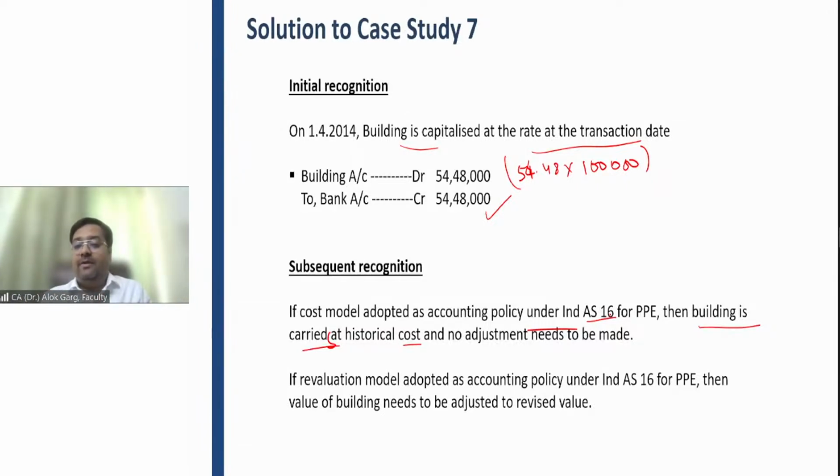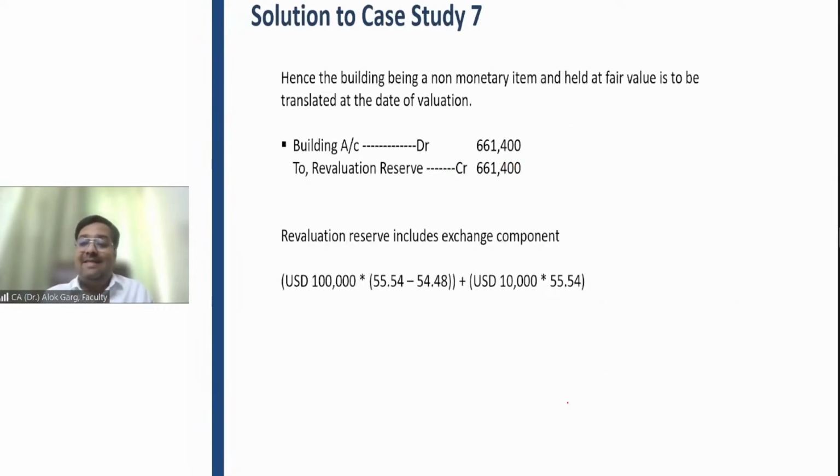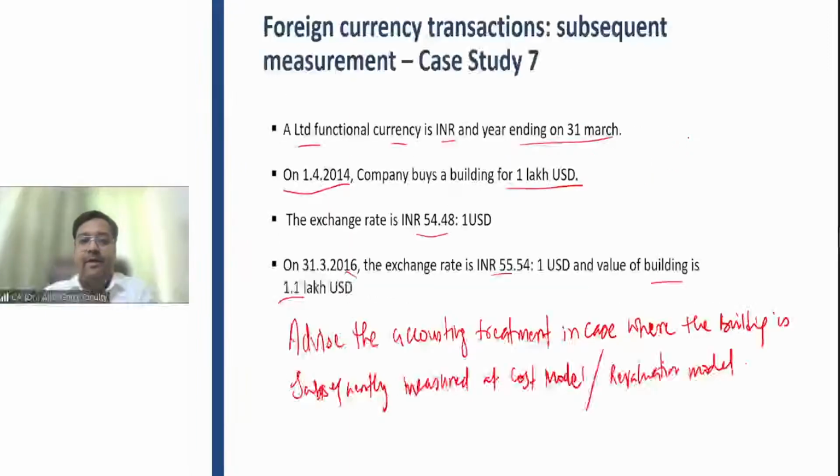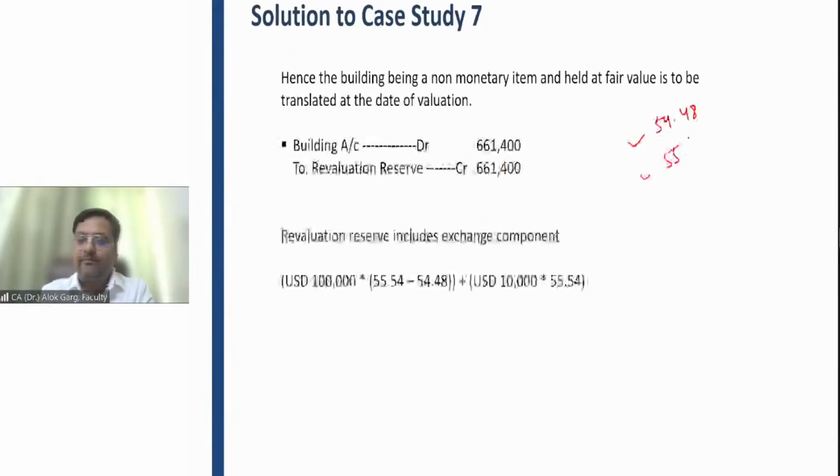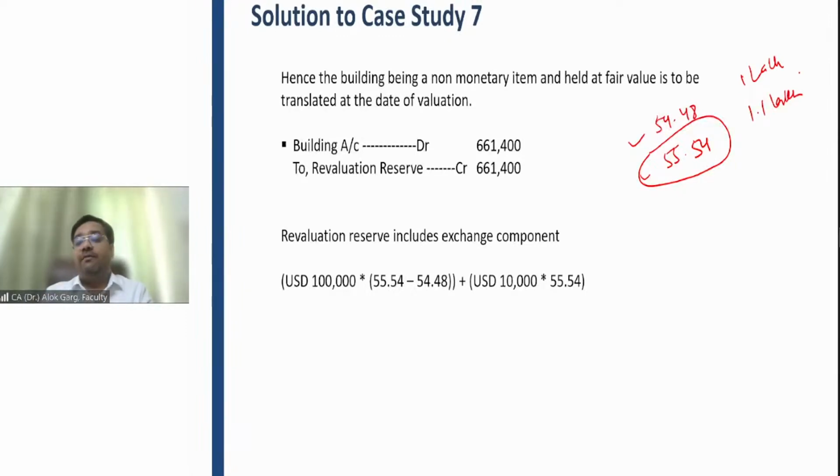if revaluation model is adopted as accounting policy under Ind AS 16, then the value of the building needs to be adjusted for the revised value, right? In this case, the spot rate was 54.48. The closing rate became 55.54, right? And the company has opted for the revaluation model, and this valuation has shifted from 1 lakh to 1.1 lakh. So the company has done the revaluation on 31st March 16. So in this case, what are you required to do?